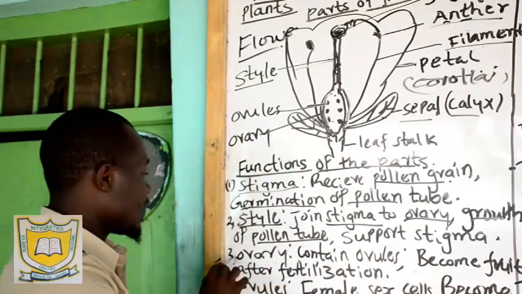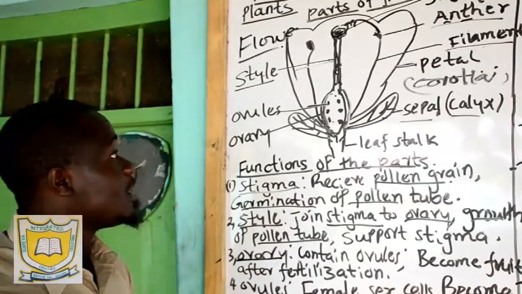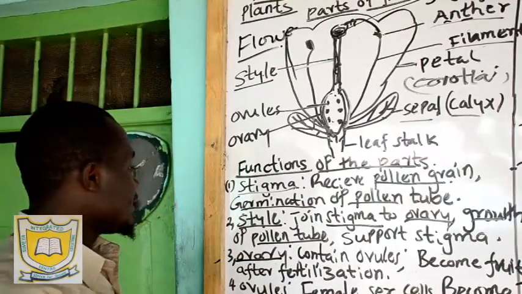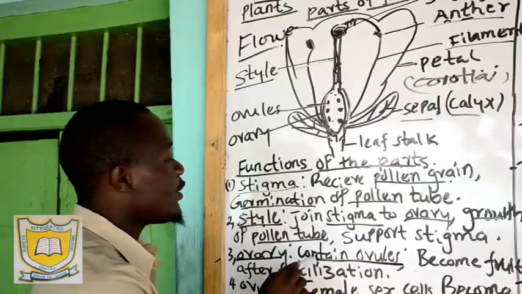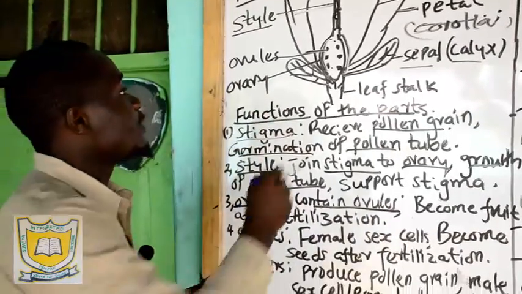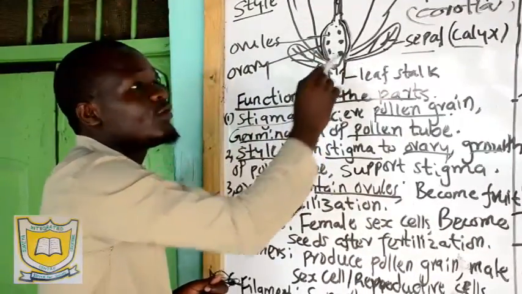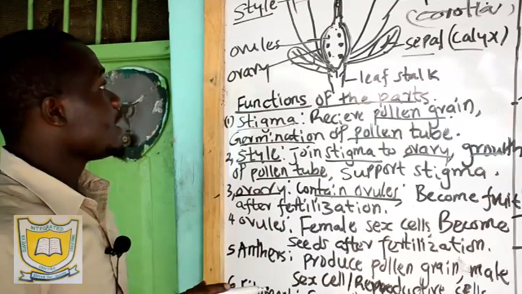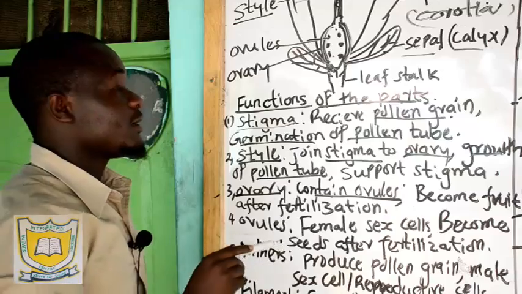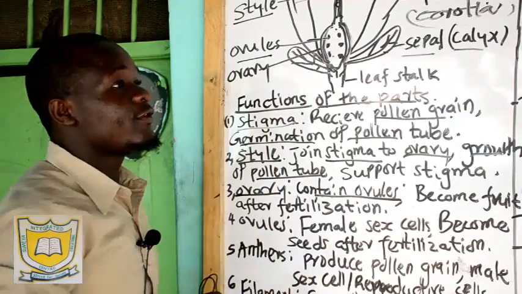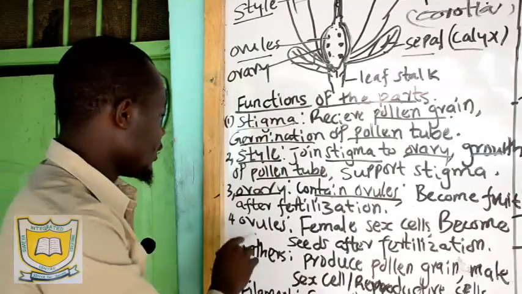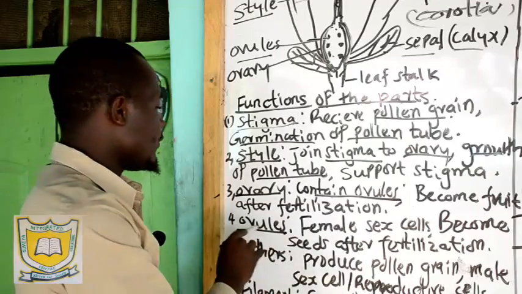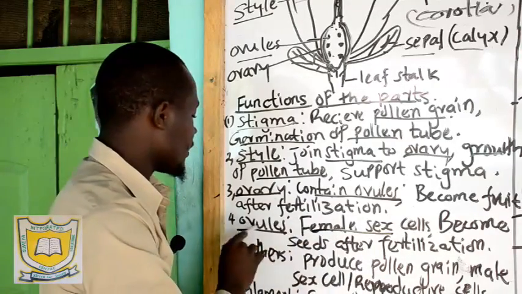Now we move to the third part, which is the ovary. What is the ovary? The ovary is the part that contains the ovules. The ovary contains the ovule, like a circular part inside it. The ovules are the female part of the flower. We are going to talk about them. The female part of the flower is called the ovules.